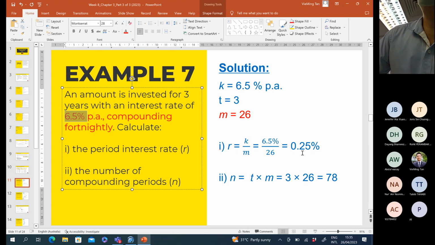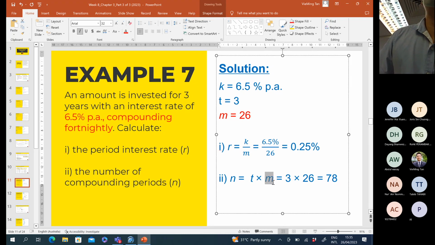Okay, how about the number of compounding periods? That means how many times the interest will be revised or calculated. That is the meaning of compounding period. So we have to use the investment period, 3 years, multiplied with M, which is how many times the interest will be revised in a year. So 3 multiplied by 26, you'll get 78 times. So for this investment, there will be 78 interest payments to the investor.